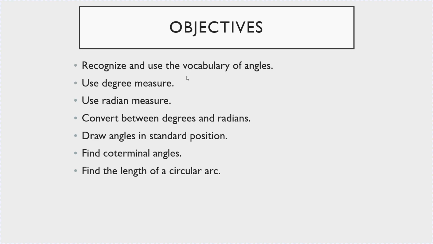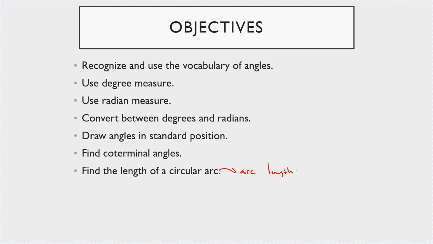So we're going to do some drawing of angles freehand today. They're not going to be perfect. I don't want anyone to think the angles I draw are going to be perfect, but we'll do that. And then we're going to do two quick things. We're going to talk about coterminal angles, and then we're going to talk about how you find the length of a circular arc, something called arc length, which I'll talk about at the end.